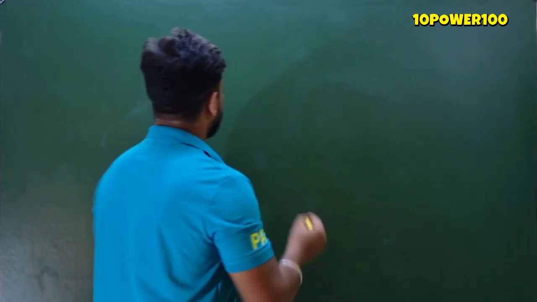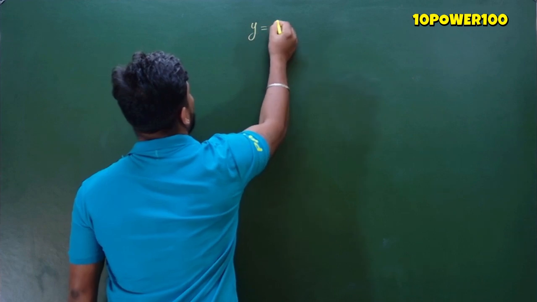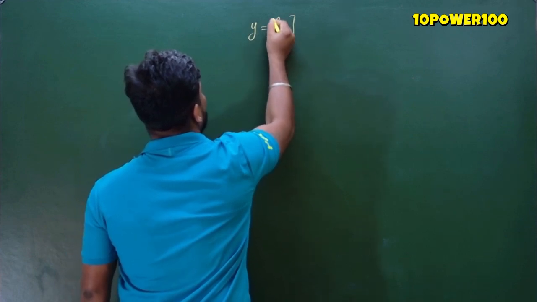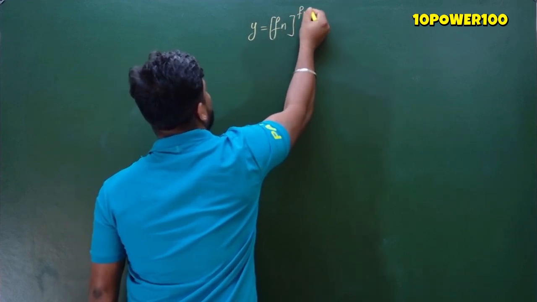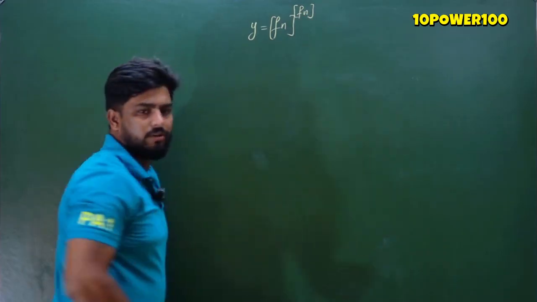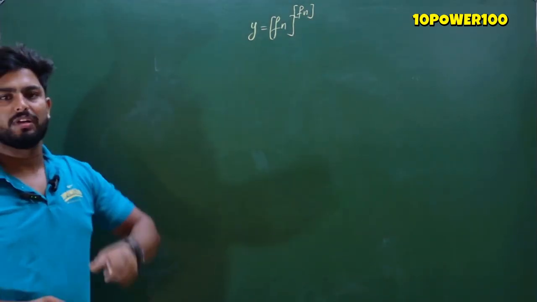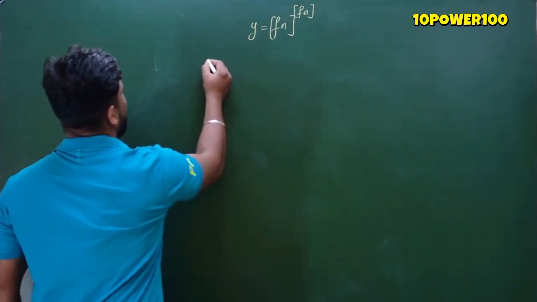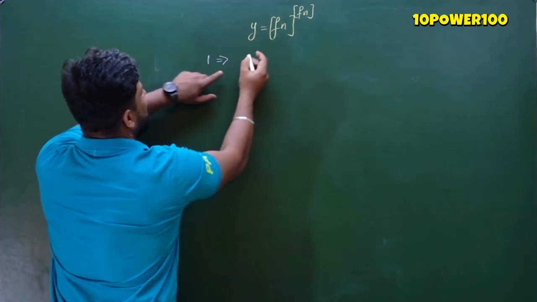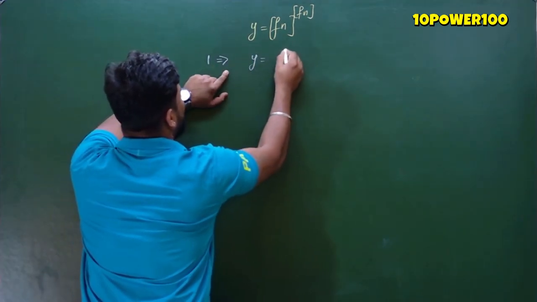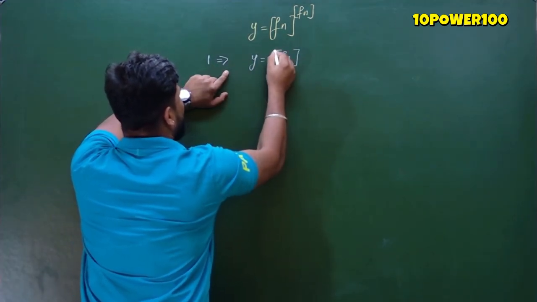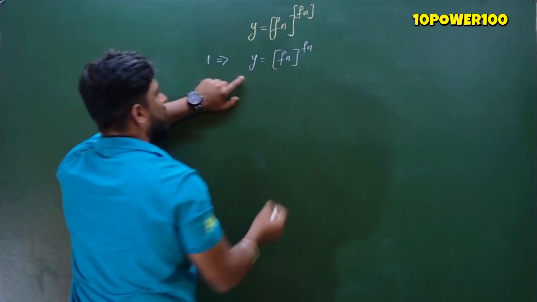So the first one: y is equal to function to the power function. When it comes like this, how to do the differentiation? Step 1, the first thing is you have to take y is equal to function to the power function.